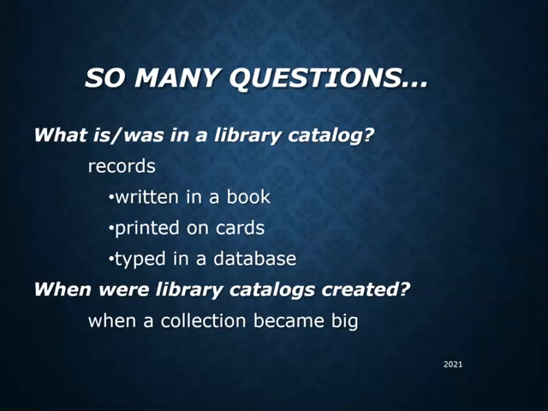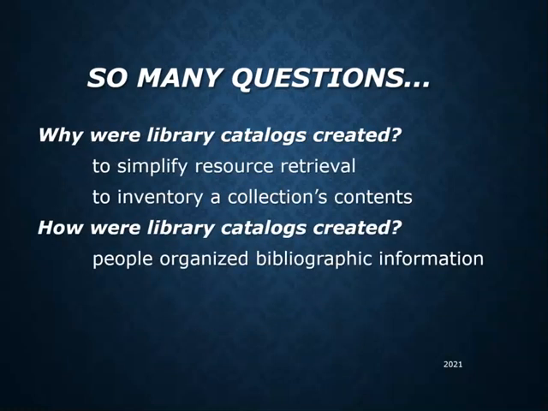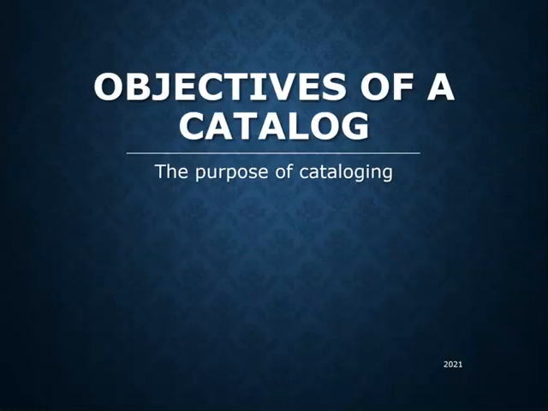Library catalogs exist because libraries contain more than one book. Otherwise, there would be no need. Library catalogs were created to make it easier for library users to retrieve something and use it. They're also a way to maintain a complete inventory of an entire collection of objects. And it's thanks to catalogers that they contain the information necessary to do those things. Doing those things is the purpose of cataloging.